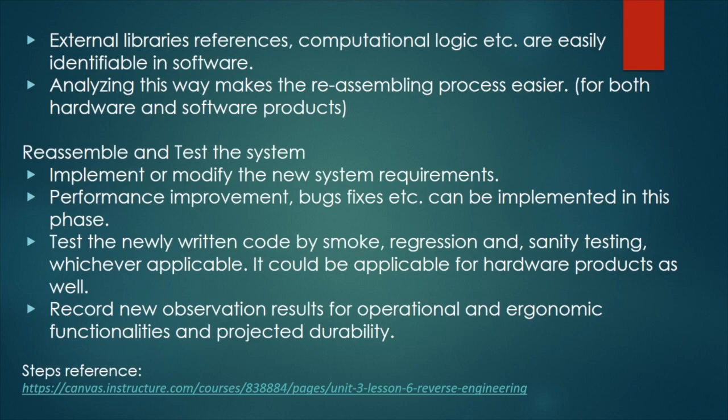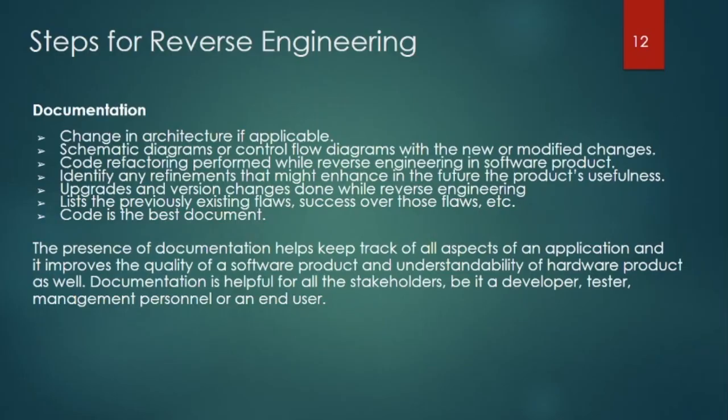Record the new observation results for operational and ergonomic functionalities and project the durability of the new implementation. Finally, documentation. Documentation is a set of documents that serve as a record and is the final step. In reverse engineering, documentation is used to keep a record of the changes made by the developer.